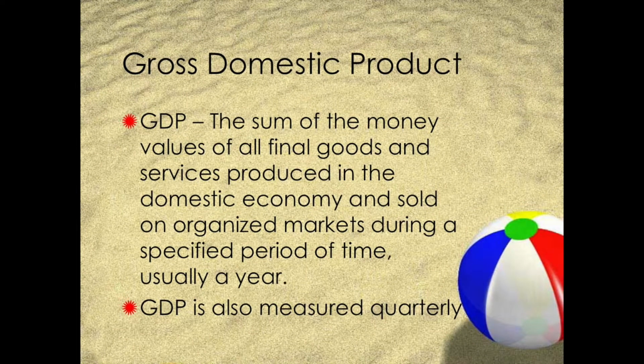GDP is the sum of the money values of all final goods and services produced in a domestic economy and sold on organized markets in a specific period of time, usually a year. GDP is also measured quarterly. It's important to consider organized markets because we all understand or hear about the underground economy or the black market. When we trade or barter, that's not included in the measure of GDP. For instance, if your dentist gives you free dental work and you offer to fix or patch his roof, that economic activity is not measured in GDP.